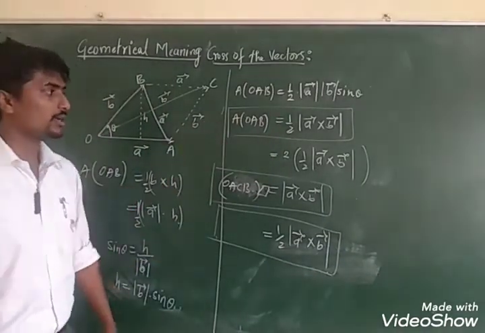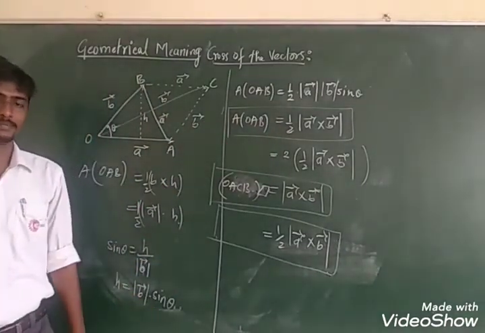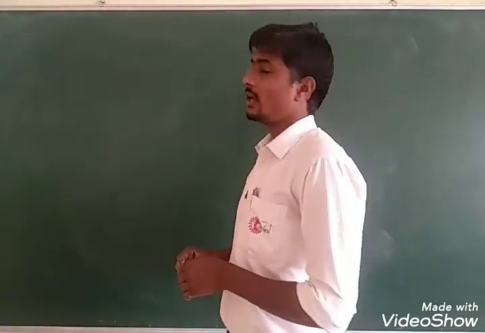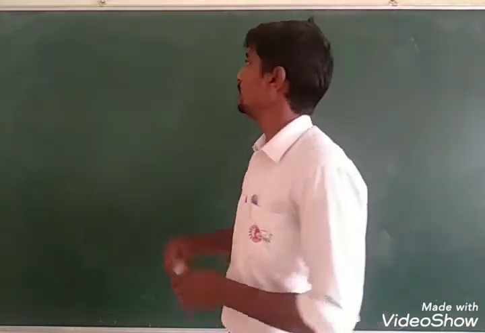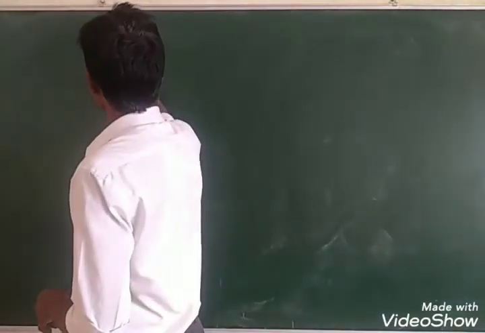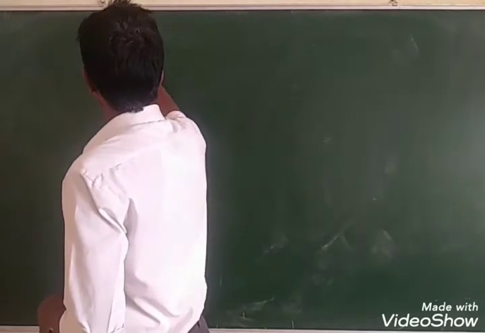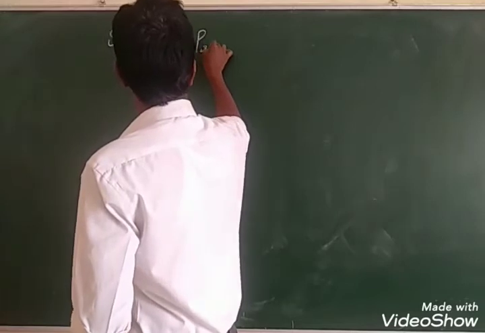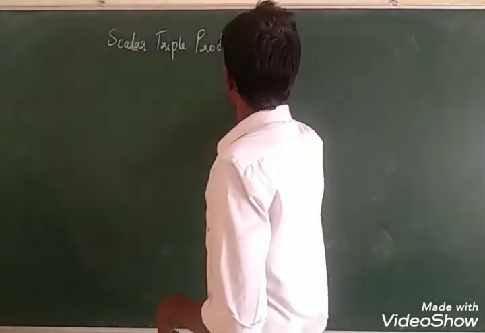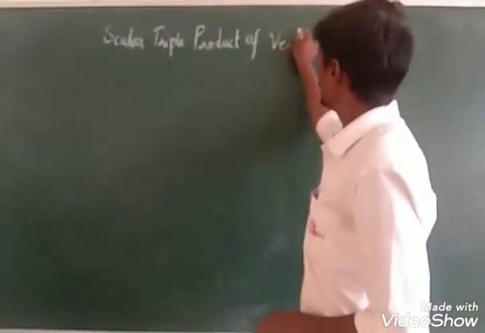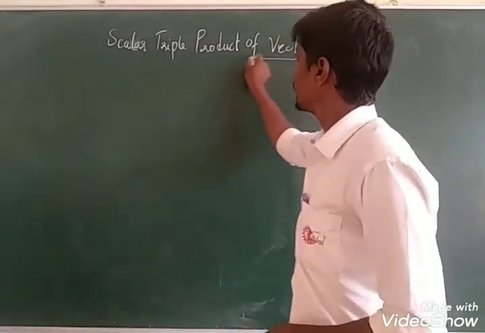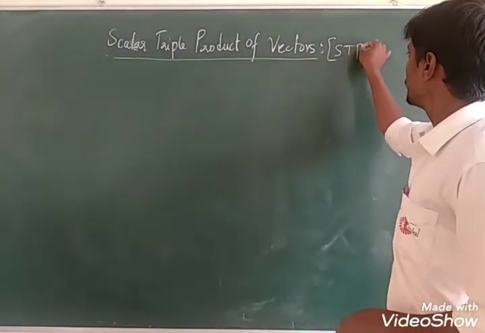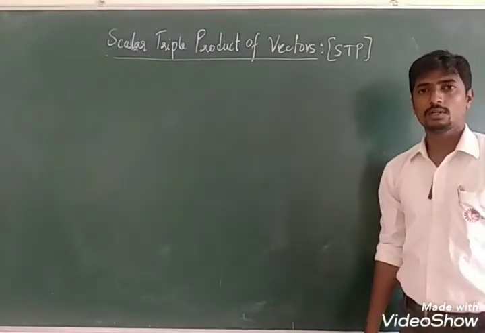Okay, so these three formulas, remember them. Last topic of this vector chapter: the scalar triple product of vectors, which is normally abbreviated as STP also. The scalar triple product of the vector.